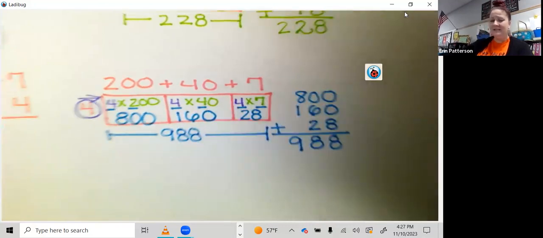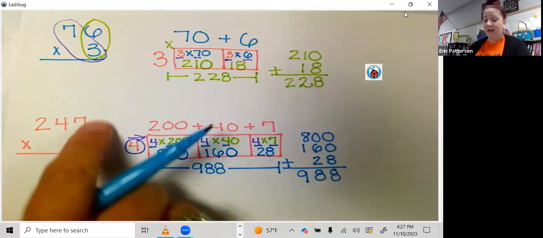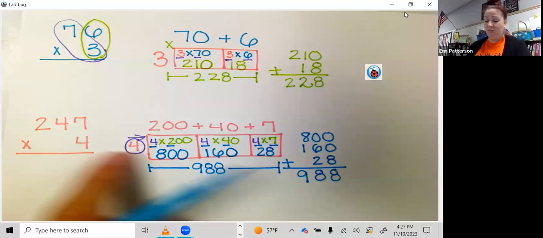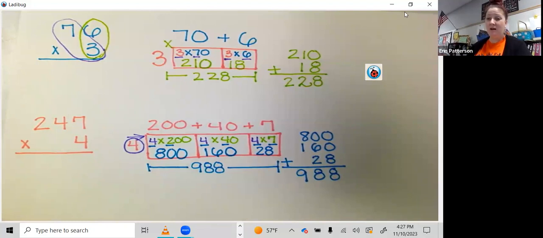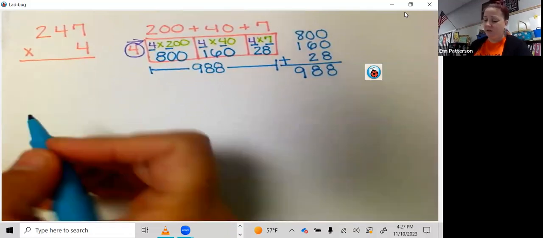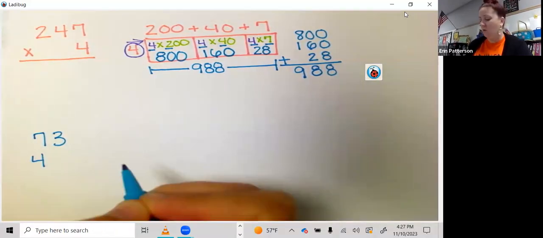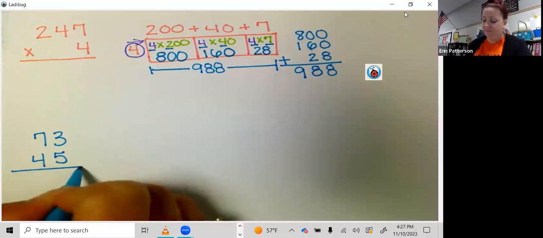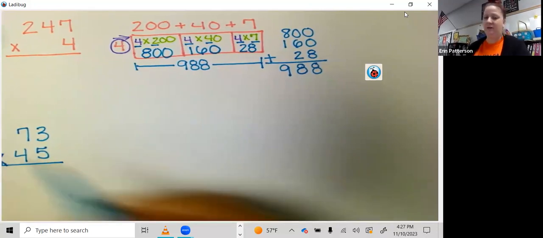Okay. So this is what it looks like when you are multiplying a 1-digit by a multi-digit number. We're going to go as high as 4 digits this year, which would just add on another box doing the exact same strategy. Now I'm going to show us 2-digit by 2-digit to practice. I'm going to take a 2-digit number, do 73 and 45. Oops, sorry, multiplying. 73 times 45.